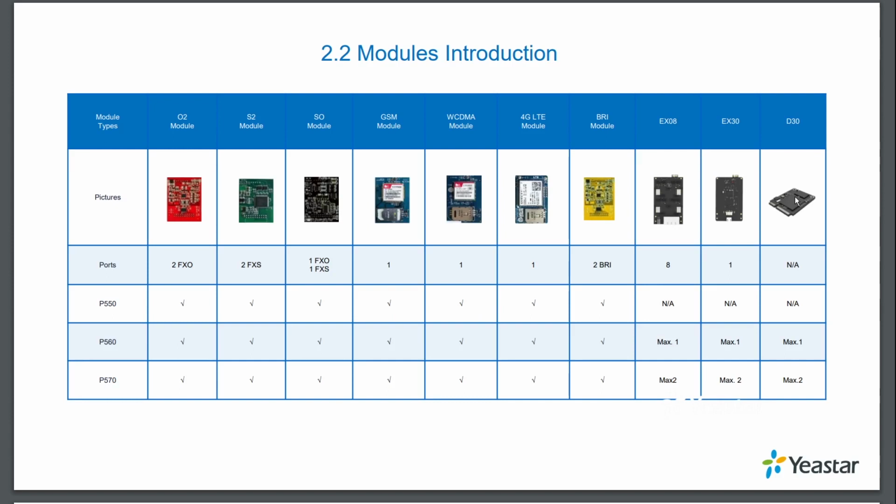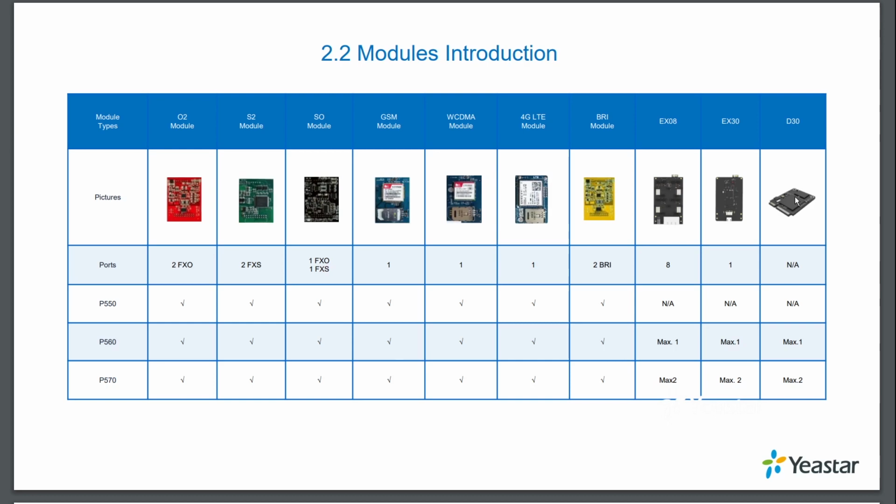Let's have a check one by one. The first module we have there is the red one. It's called O2 module. This module gives you 2 interfaces for FXO. So what's the meaning? It actually means if you fix this O2 module on your PBX, then you will be able to have 2 RJ11 ports activated as the FXO interface. That's it. And another one, the green one, is going to be S2 module. If you fix this module on your system, then you're going to activate 2 RJ11 ports to work as FXS. All right, see, this is easy, right?